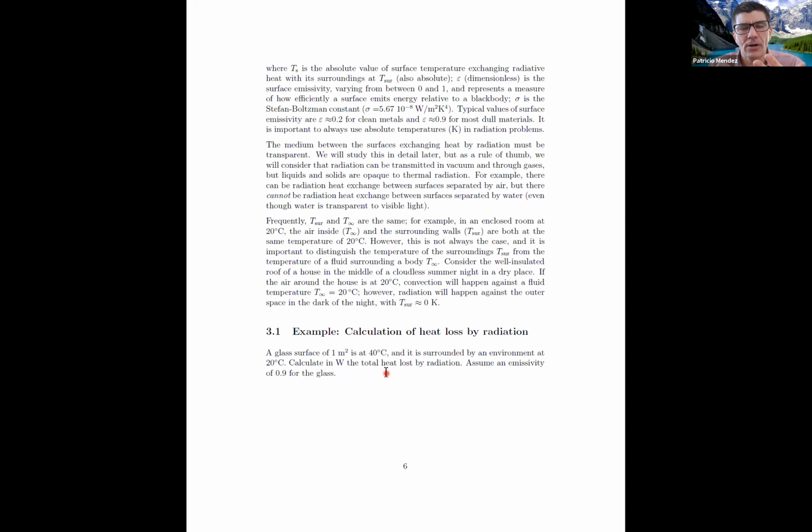So air and most gases, we're going to assume that radiation gets through. Water, glass, wood, steel, all those are opaque and do not convey radiation through them. They can emit, but they cannot convey. So in this example, we have a glass surface of 1 square meter at 40 degrees C, for example a window, surrounded by an environment at 20 degrees C. Calculate the heat loss by radiation. Let's assume an emissivity of 0.9 for the glass.